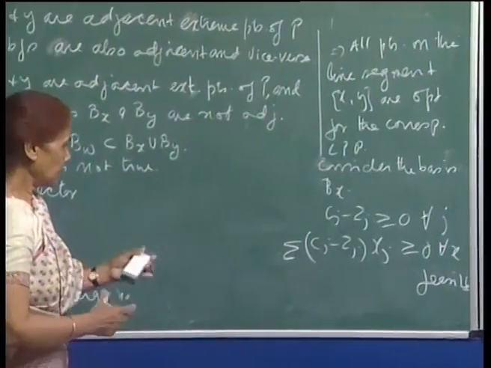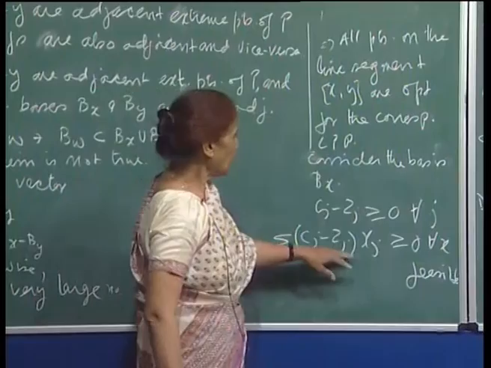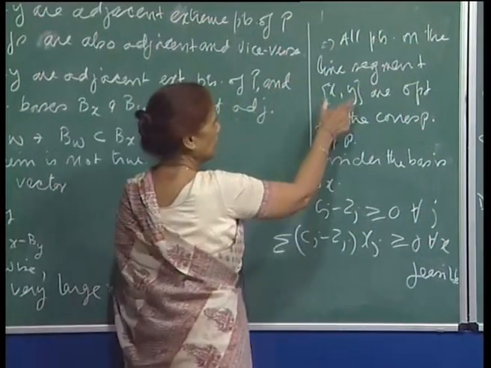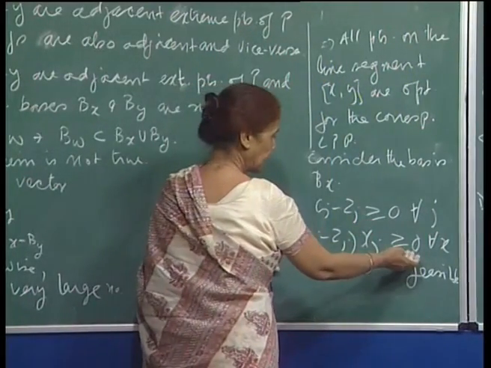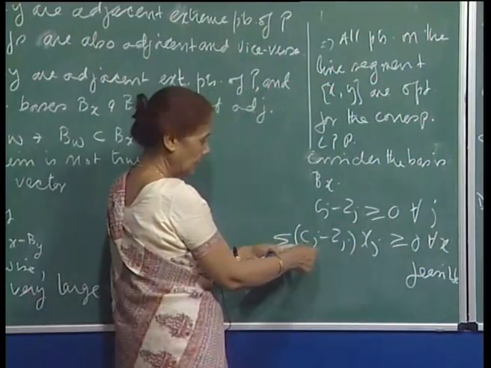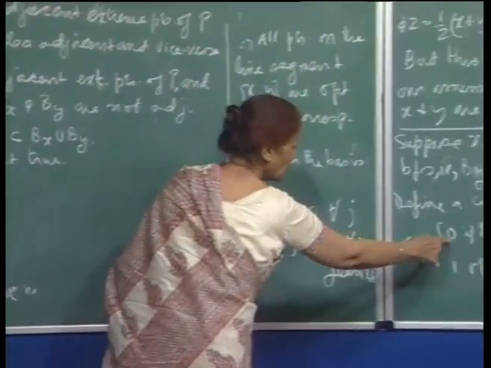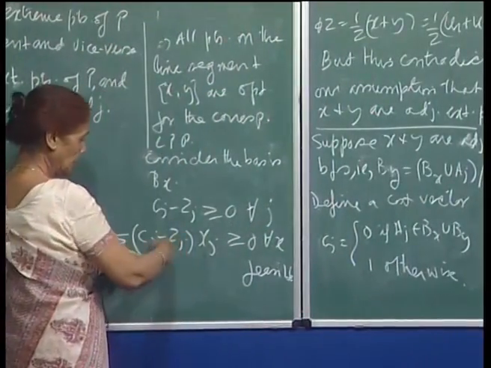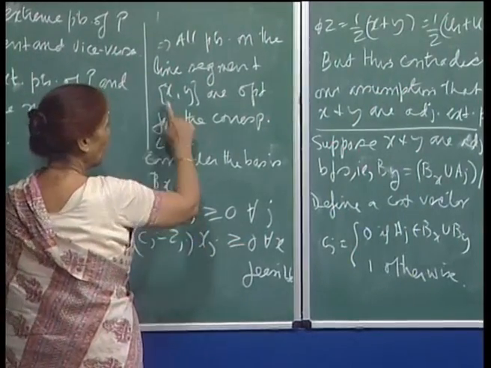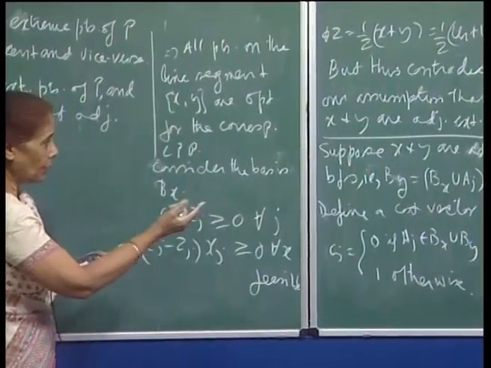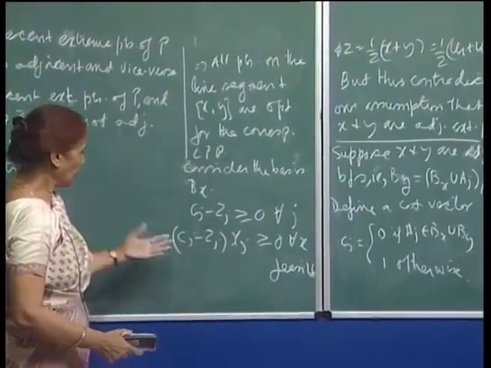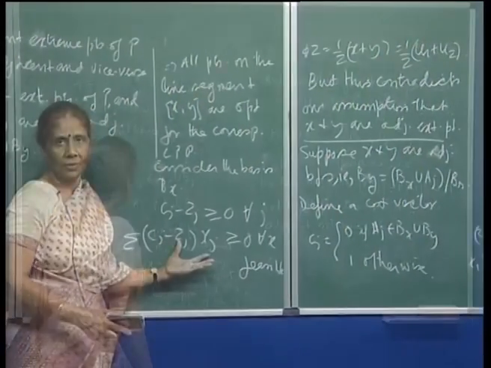You see that for all points on the line segment xy, this will be satisfied as 0, because remember the cost coefficients here are all zeros, the Zj's will be zeros, and so this will be equal to 0 for all points here. But for all other points in the polyhedron, all feasible points, this will be greater than 0.